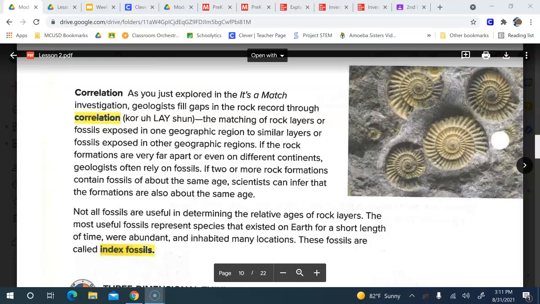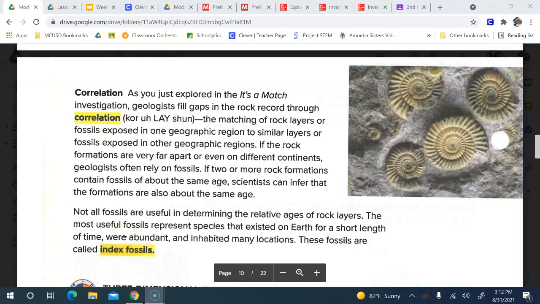Today we are starting on page 36, and we're starting with the concept of correlation. Correlation is a matching of rock layers or fossils exposed in one geographic location to similar layers or fossils found in other geographic locations. Even if they're very far apart or on different continents, geologists will look at fossils. If there are two or more rock formations that contain fossils that are about the same age, scientists infer that the formations are also about the same age.